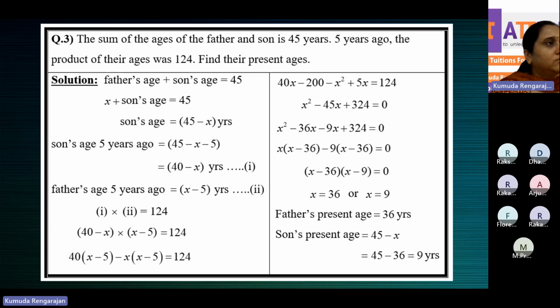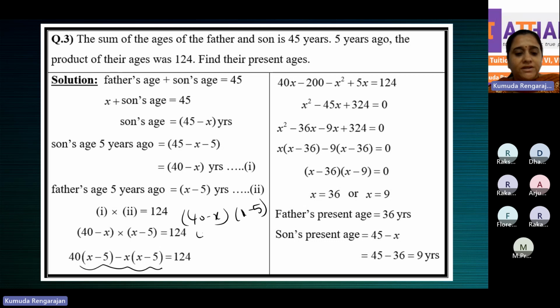First column or second column? First column, which step? Oh, how the step? Okay, one minute. I think you're asking me this last step, how I got the step, correct? So how do we multiply 40 minus x into x minus 5? How do we multiply this? 40 with the second bracket x minus 5, and then minus x with the second bracket x minus 5. So that's how we multiply. 40 multiplied by the second bracket, minus x multiplied by the second bracket.